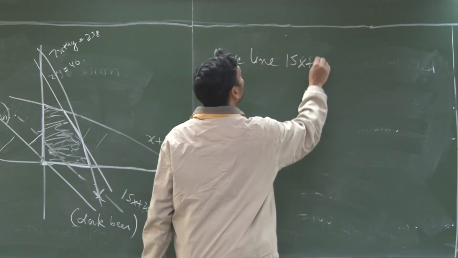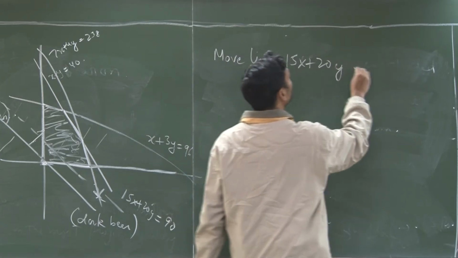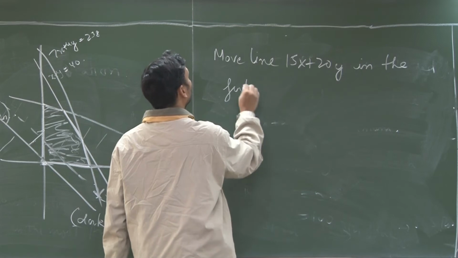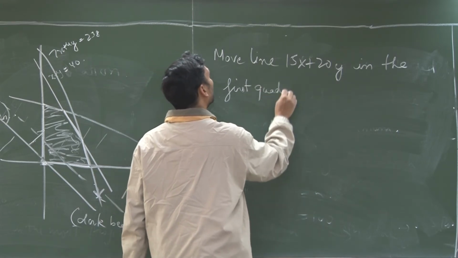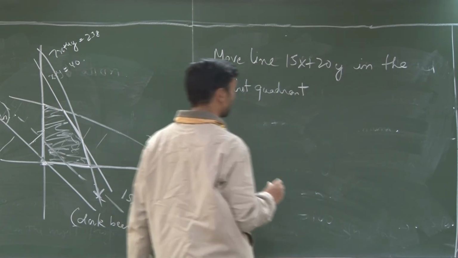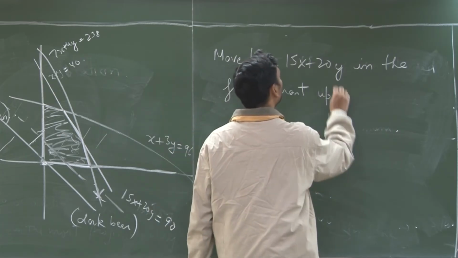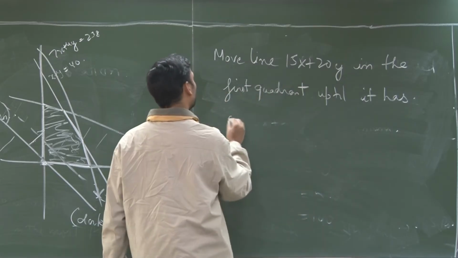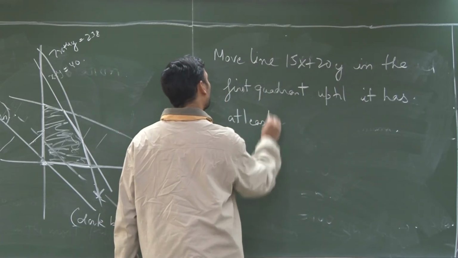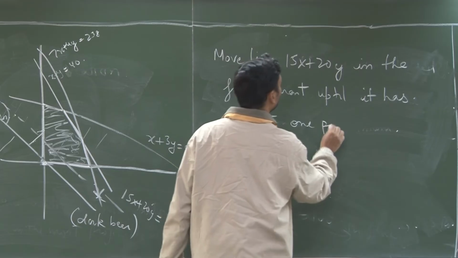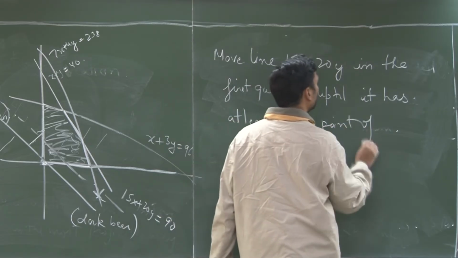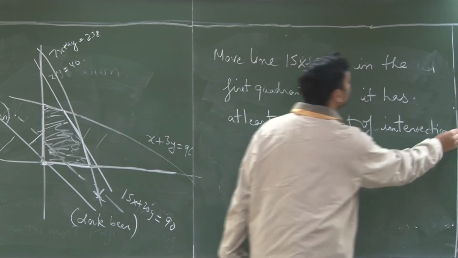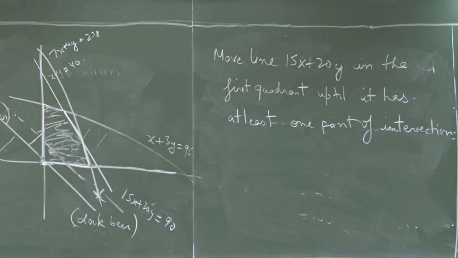Move the line 15x plus 20y through the first quadrant until it has at least one point of intersection. Good.